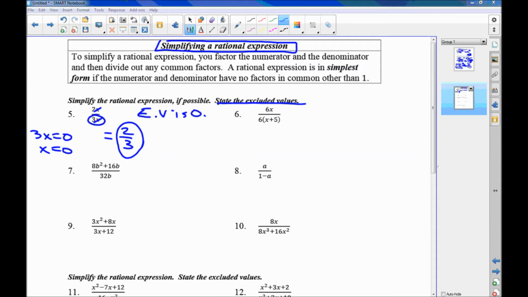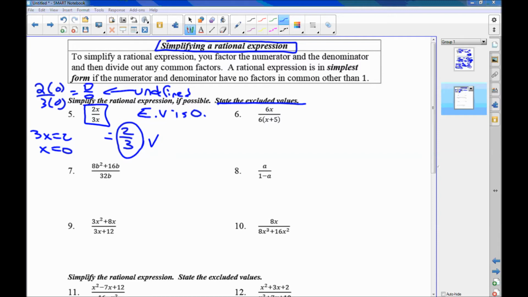Now you say, well, but what does it matter if there was an excluded value? And the excluded value comes from our original problem. Okay? If I take our original problem that's not been simplified yet, and I plug in 0 for x, I end up with 0 divided by 0. And this is undefined. And that's why we have an excluded value, even though the simplest form of this doesn't have any variables at all.